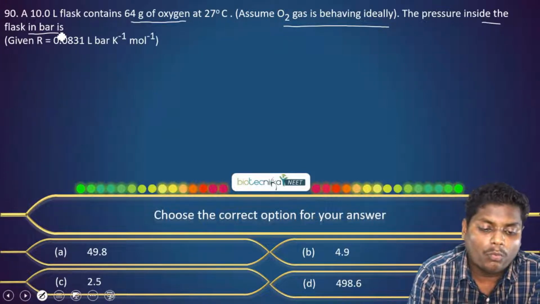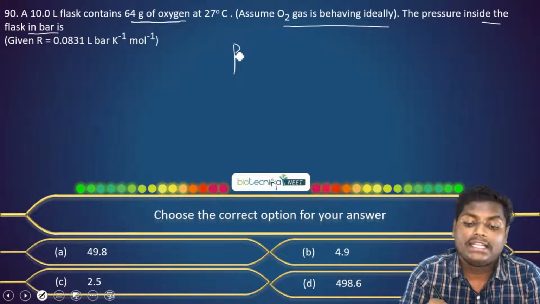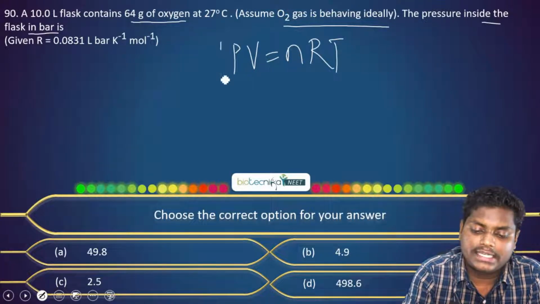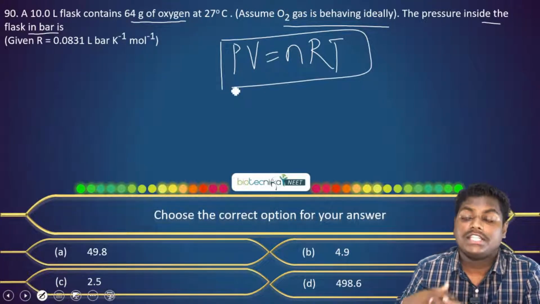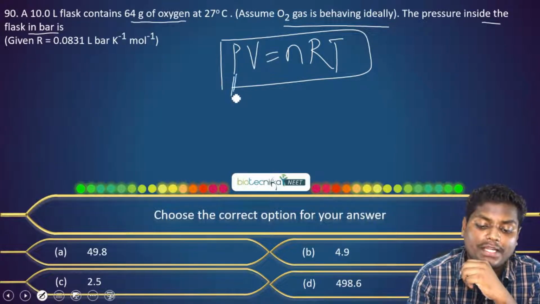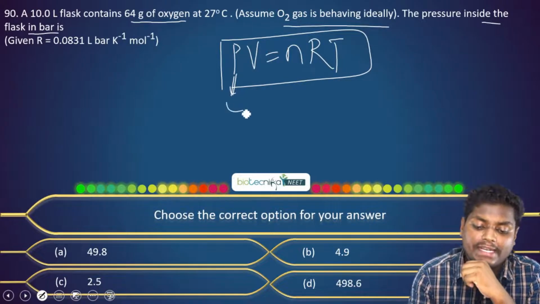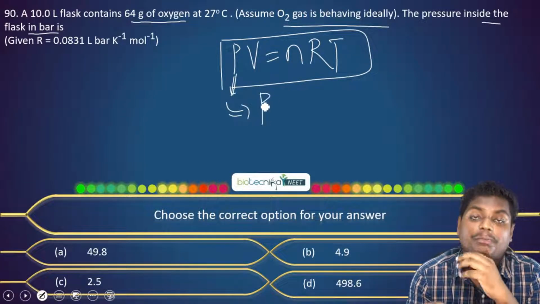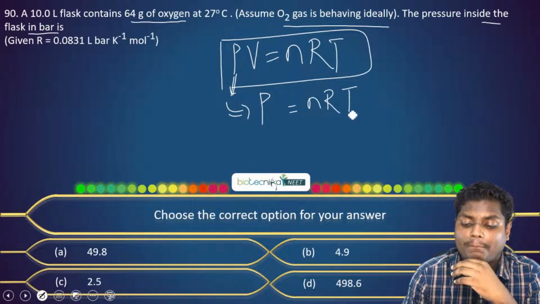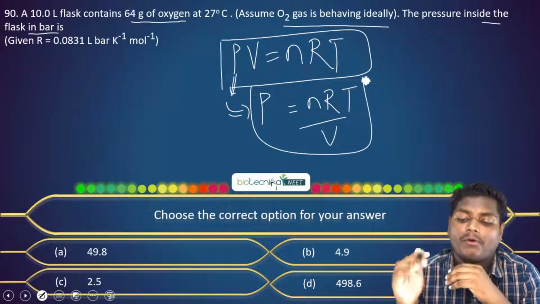So what do we want? We want pressure. And for ideal gas, what do we know? For ideal gas, we know PV is equal to nRT. This is the equation for ideal gas that we know. Now, what do we want to find? The question is asking about the pressure. So just rewrite the equation in terms of pressure. So pressure will be given as nRT upon V.